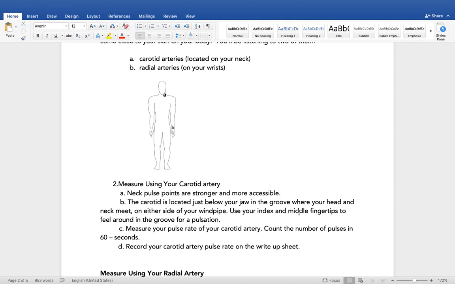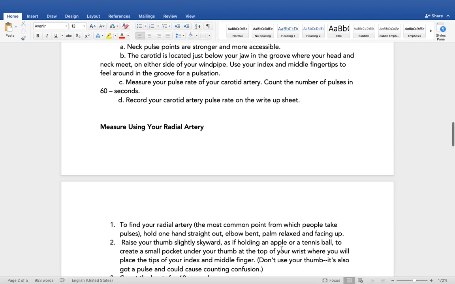So to measure your pulse rate of your carotid artery, count the number of pulses in 60 seconds. Record your carotid artery pulse rate on the write-up sheet. Next, you're going to measure your pulse rate using your radial artery.